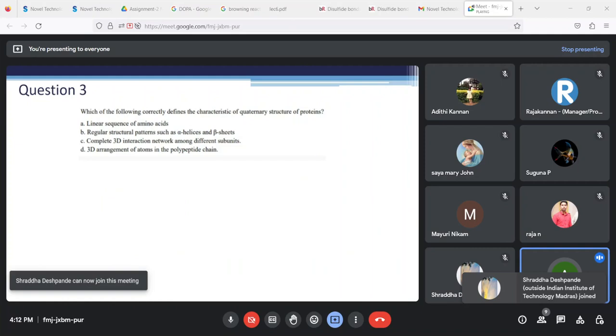So question 3, which of the following correctly defines the characteristic of quaternary structure of proteins? A, linear sequence of amino acids. B, regular structural patterns such as alpha helices and beta sheets. C, the complete 3D network of different subunits. And D, 3D arrangement of atoms in the polypeptide chain.